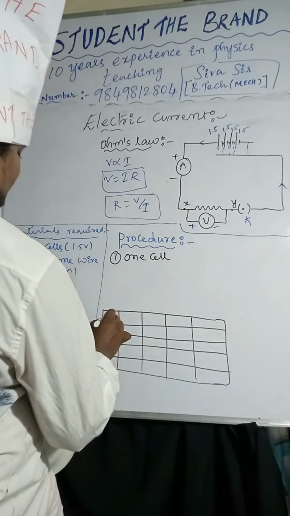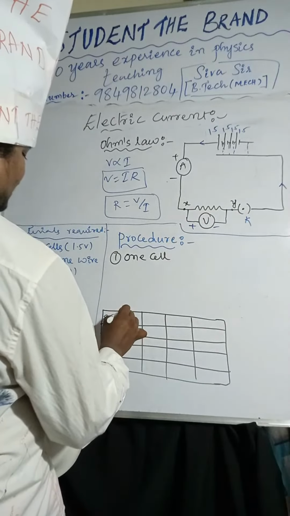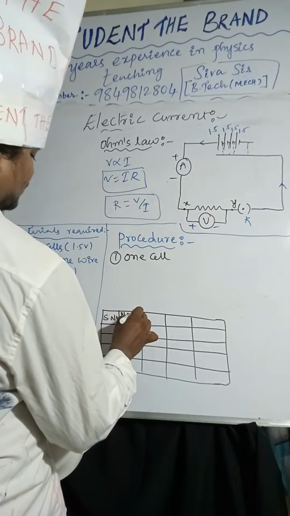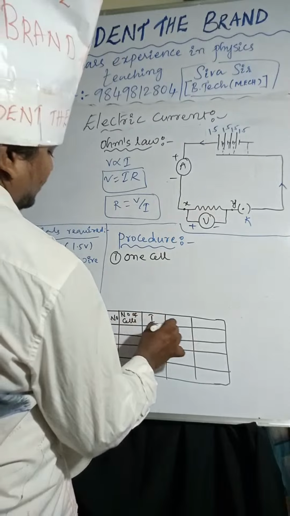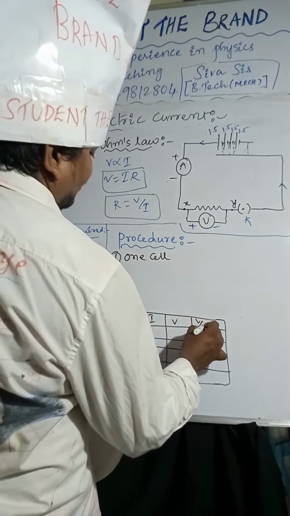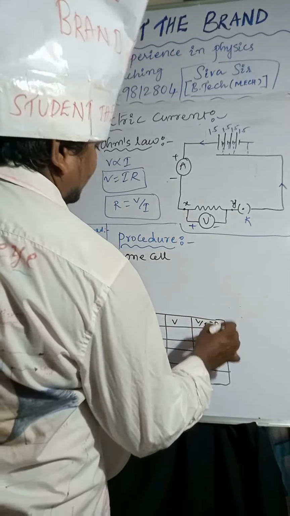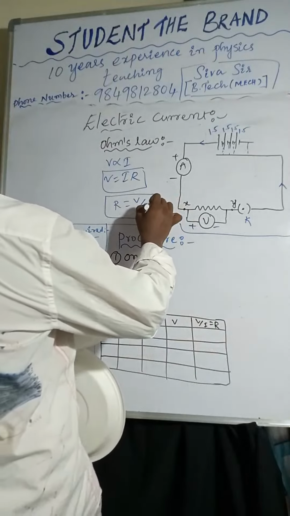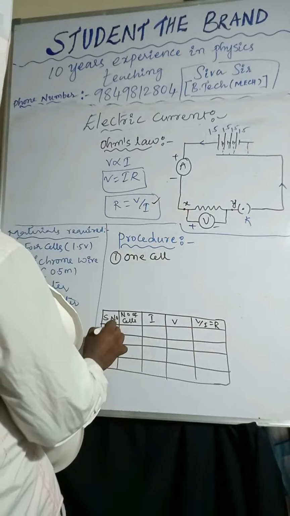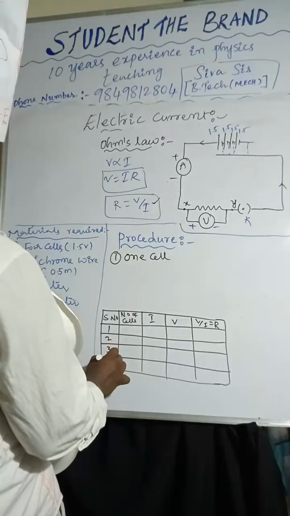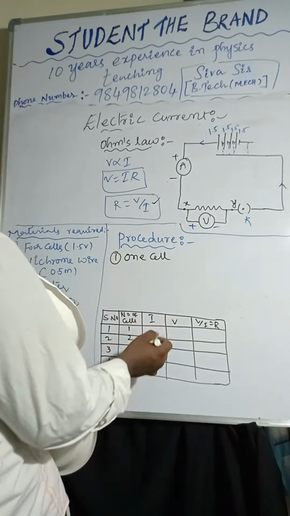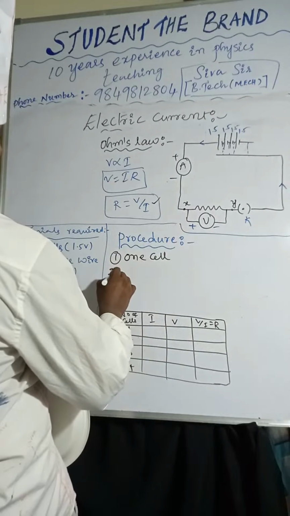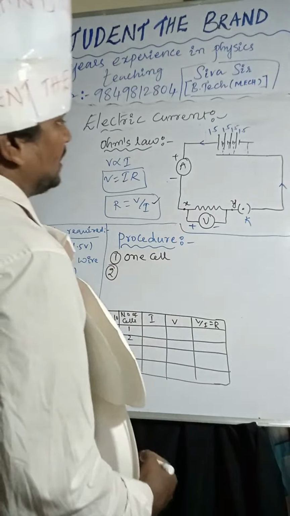Serial number, number of cells, ammeter reading, voltmeter reading, and V by I value, that is nothing but R. So V by I value is nothing but R. Serial numbers 1, 2, 3, 4.